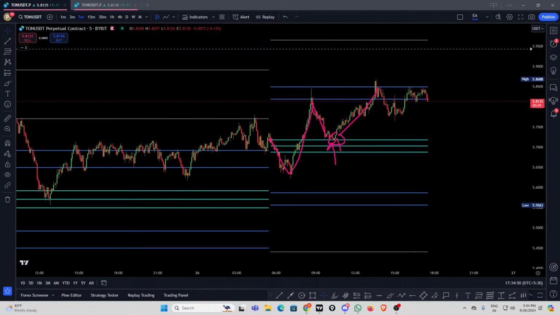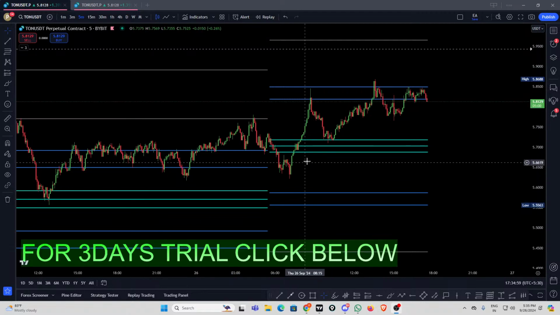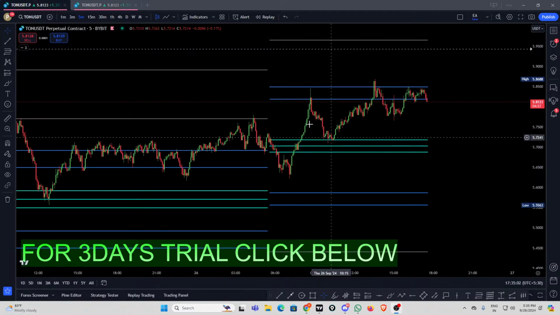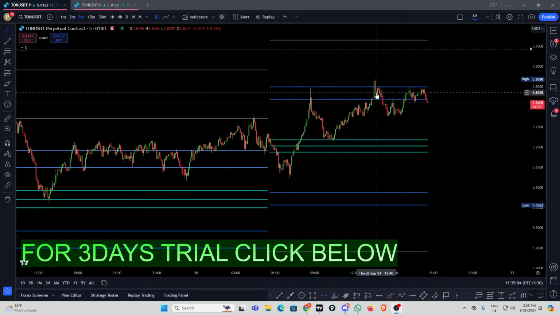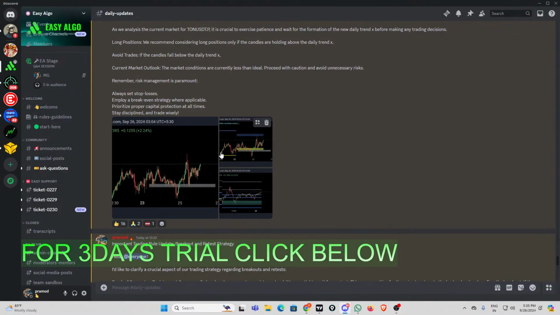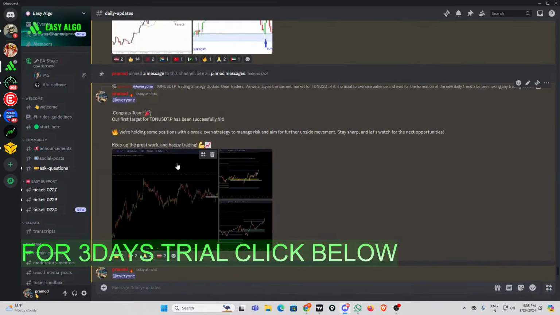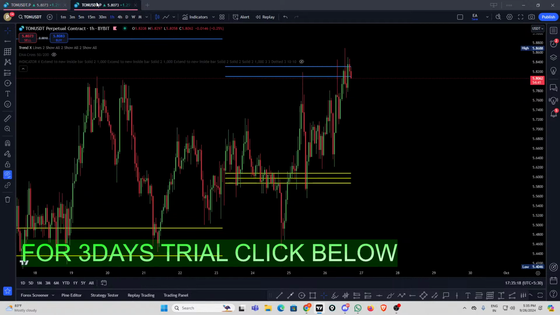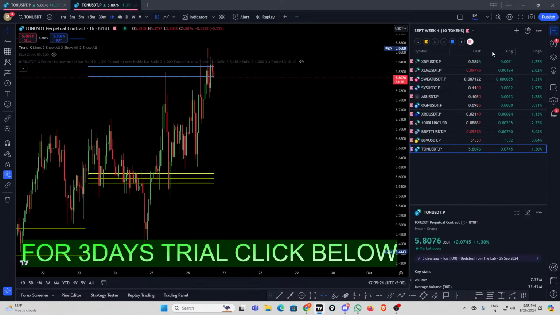When you take any trade near a Trendex, just keep your stop loss below the Trendex. I mentioned in the group to close your positions, and you can see this, a successful hit, right? So this was perfect.